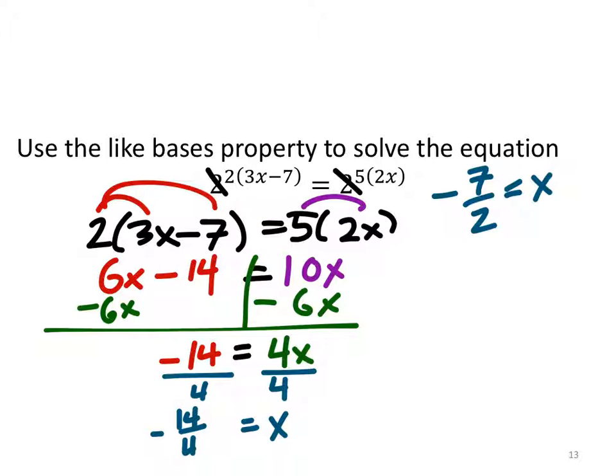Now this is just like a regular equation. We could check this. So I've got 3 times negative 7 halves minus 7, times 2. So yeah, that would work. 2 to the power of negative 35. And 5 times 2 times negative 7 halves would also be negative 35. So 2 to the power of negative 35 equals 2 to the power of negative 35. And, well, that checks out for us.